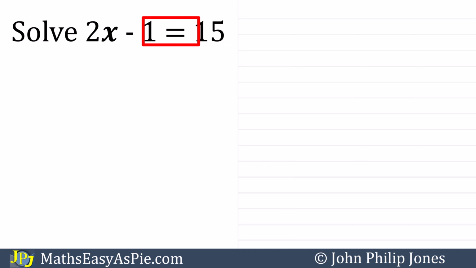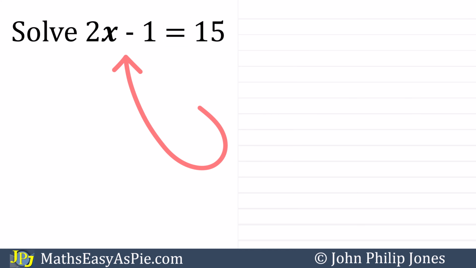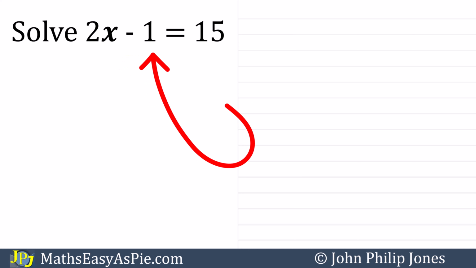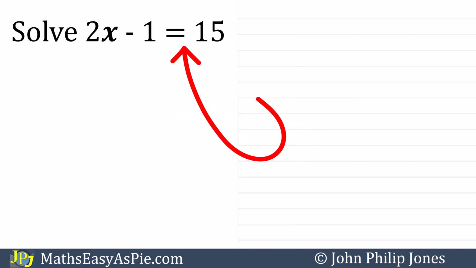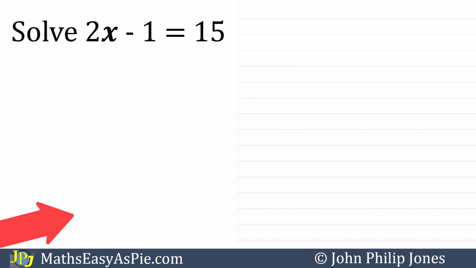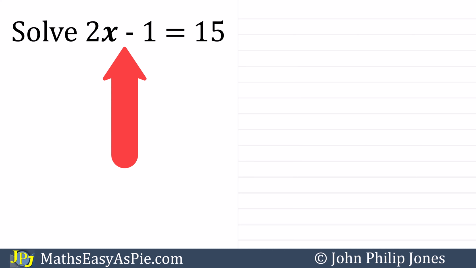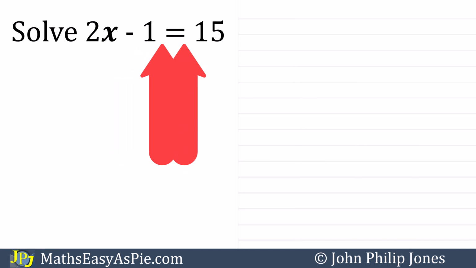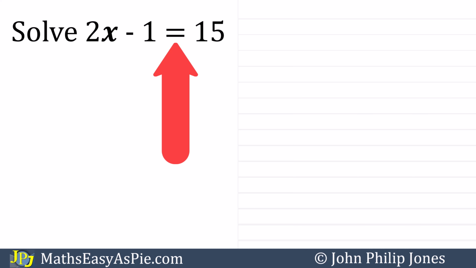If I was to double this side and double this side, then this equal sign would still hold, because you've done the same to both sides. If I was to subtract 10 from this side and subtract 10 from this side, this equal sign would still be valid because I've done the same to both sides. If I was to divide this by 2 and divide this by 2, then this equal sign would still hold because I've done the same to both sides.